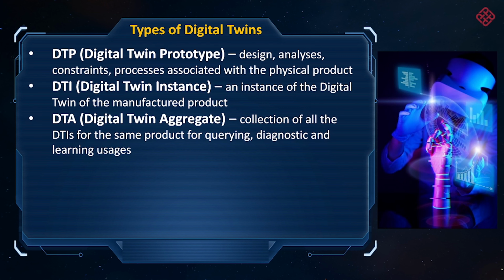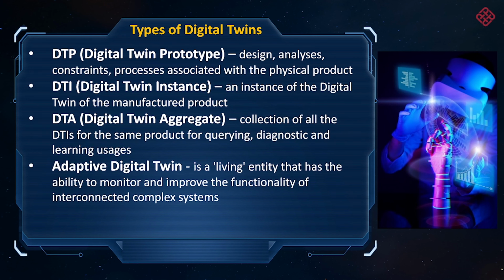Third one, which basically is built on the second concept, is the DTA, digital twin aggregate. And with the word aggregate, that means packing together the instances. So therefore, we interpret that as a collection of all the DTIs for the same product, and that allows us to query, perform prognosis, diagnostic, and also learning, with regard to the past performance of our digital twin system. That is indeed a very useful repository of data and set of tools that helps to identify problems and also predict various types of forthcoming potential situations.